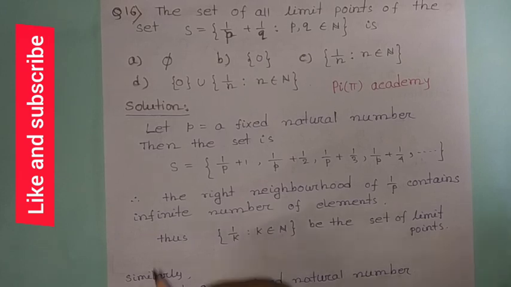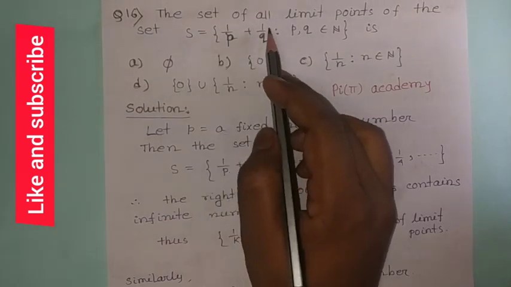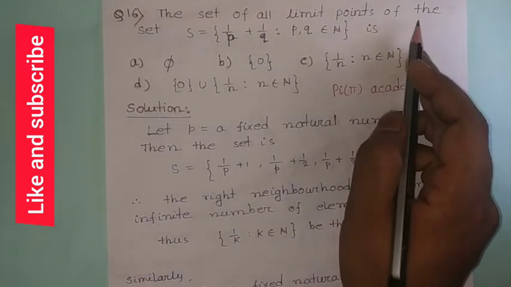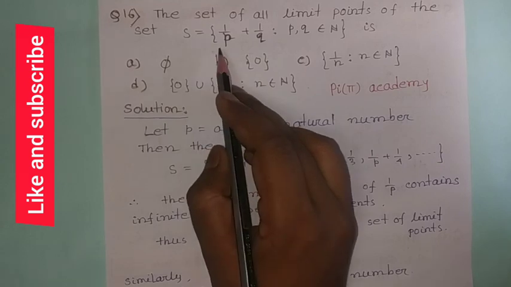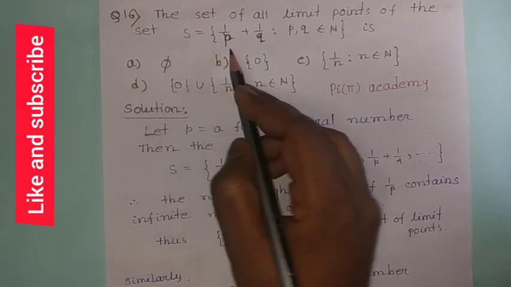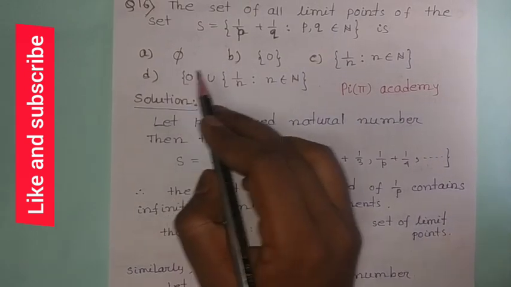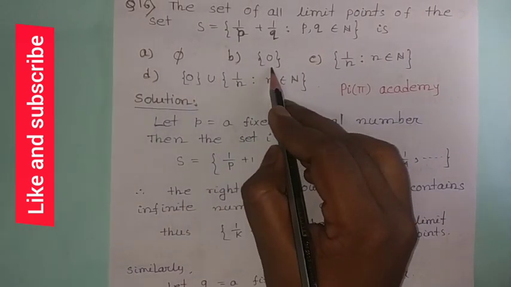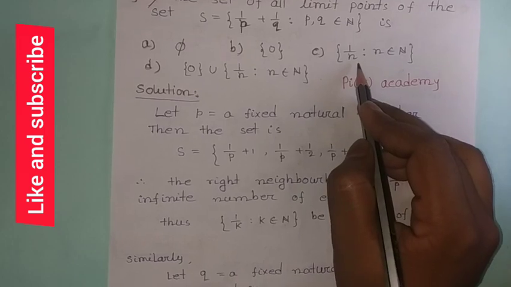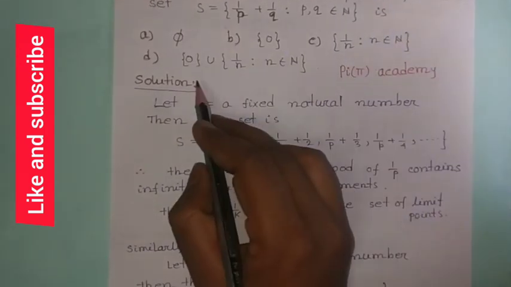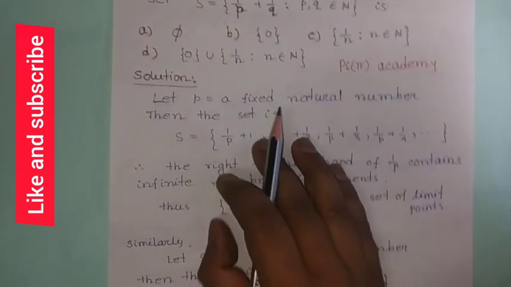Now question number 16. The set of all limit points of the set S equal to 1 by P plus 1 by Q such that P, Q belong to N is phi, or the singleton set {0}, or {1 by N such that N belongs to N}, or {0} union {1 by N}.